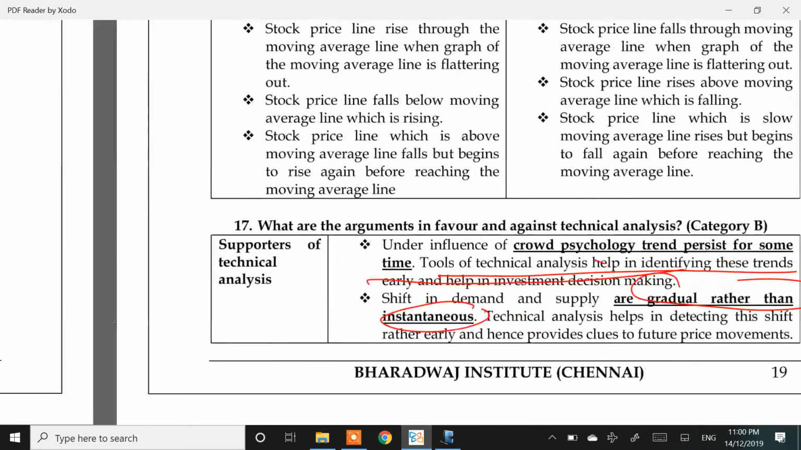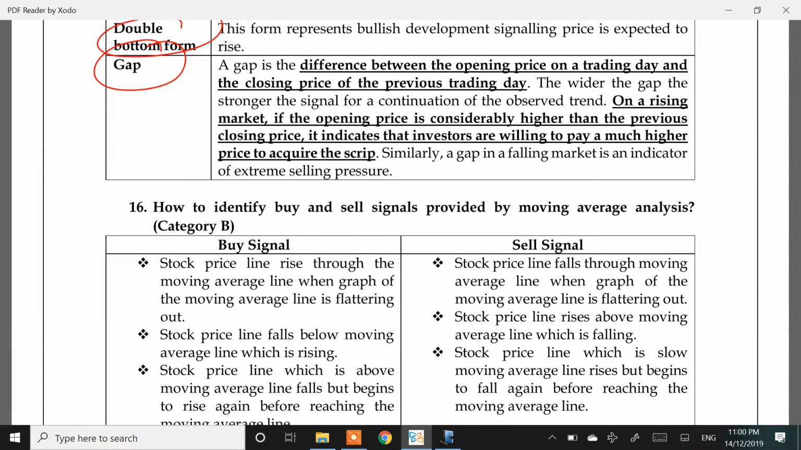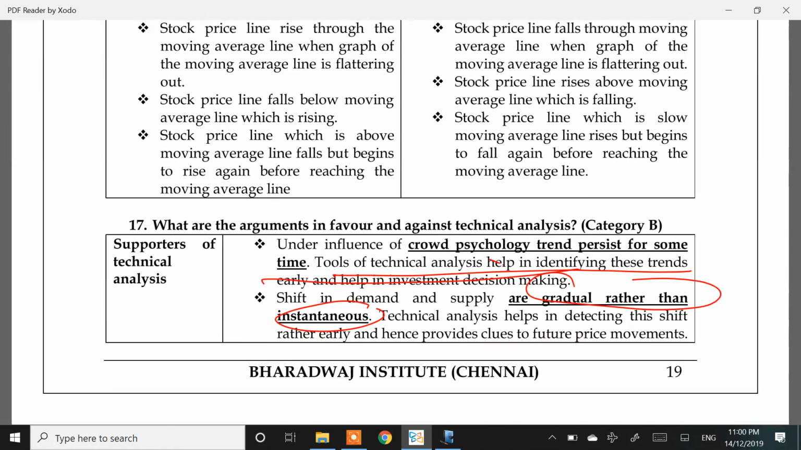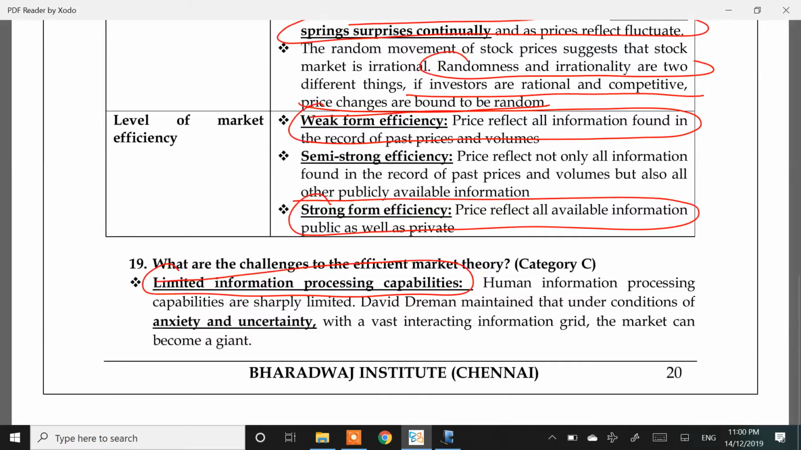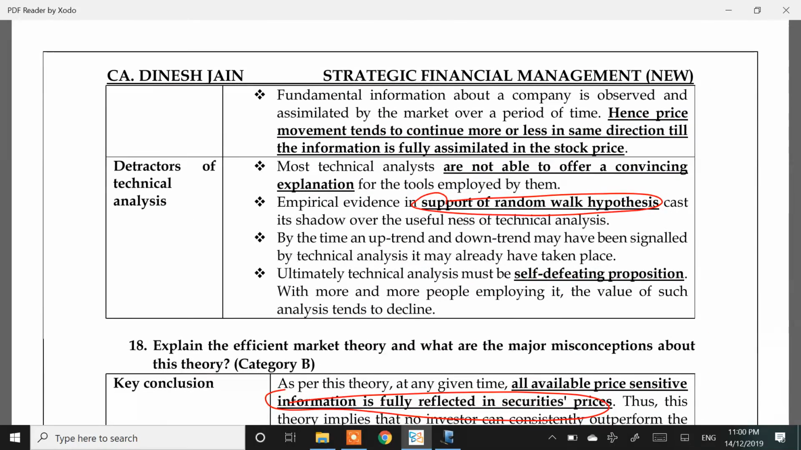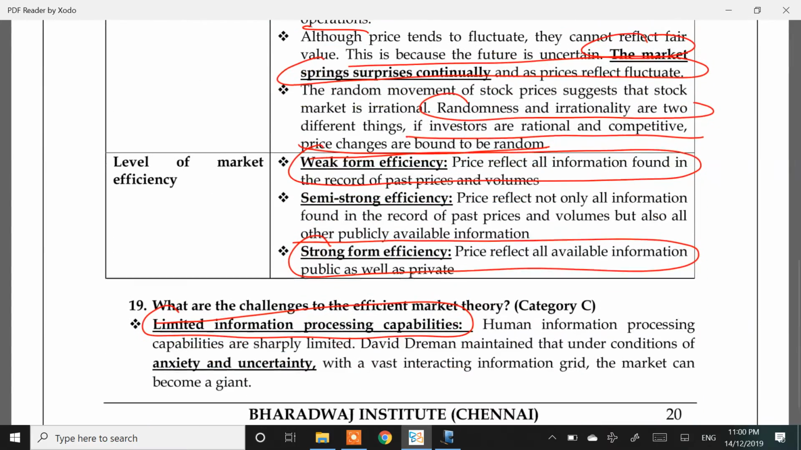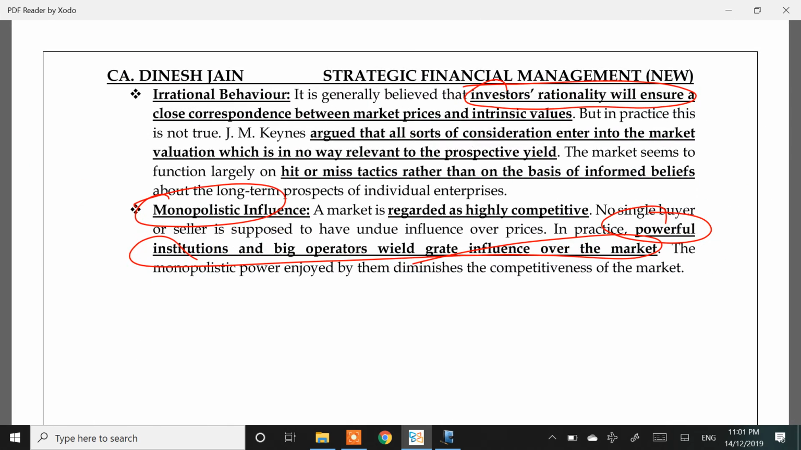There are tools to interpret price patterns which I have not explained much. We also saw the linking of moving averages to buying and selling signals, and finally that there are supporters of technical analysis, and there are people who do not believe in it. We saw efficient market theory, which is also an important area. It basically says the share price should reflect all available price-sensitive information, and practically market efficiency can be at a weak form, semi-strong form or strong form. There are challenges to this theory because investors do not have the ability to process this information, and also there is irrational behavior and there can be a monopolistic influence.